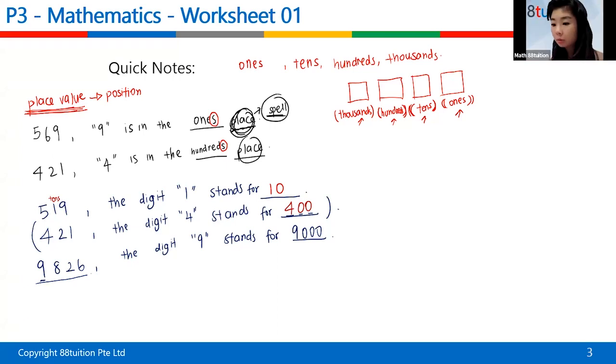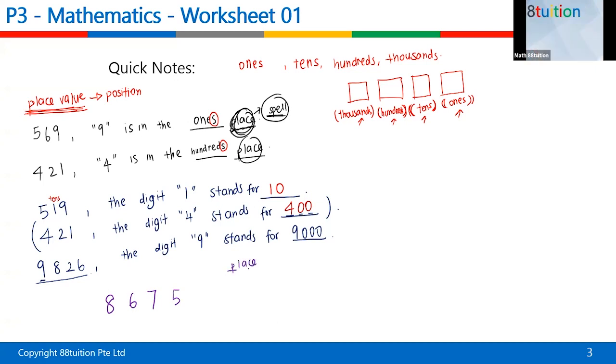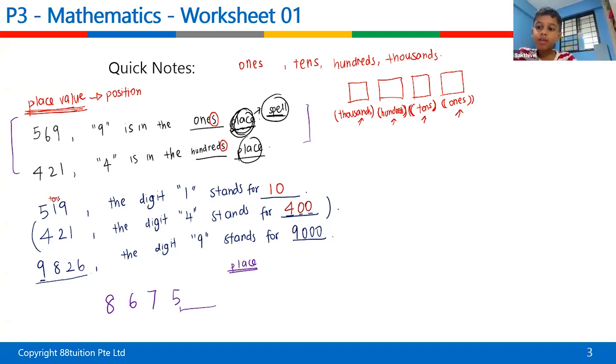I will summarize everything. Let me write the big fat number here. I have 8,675. Okay, so now let's recap the place value. For the place value, number 5 is in which place? Sakti? Number 5 is in which place?